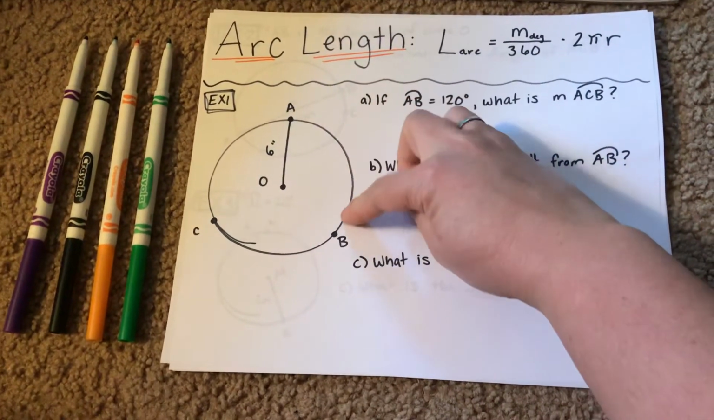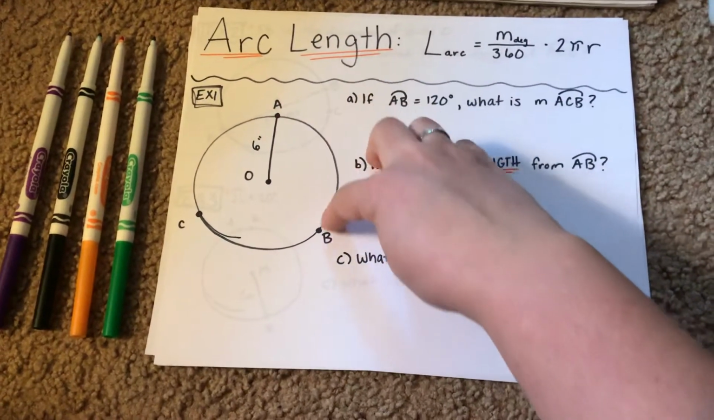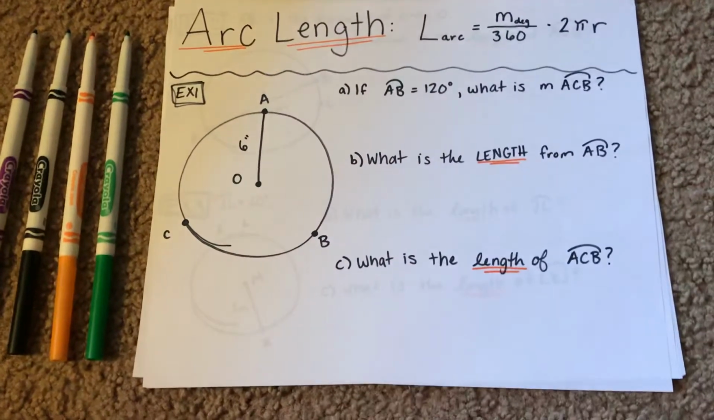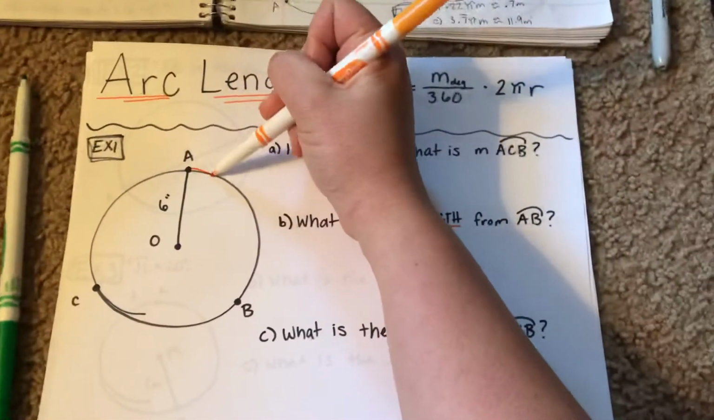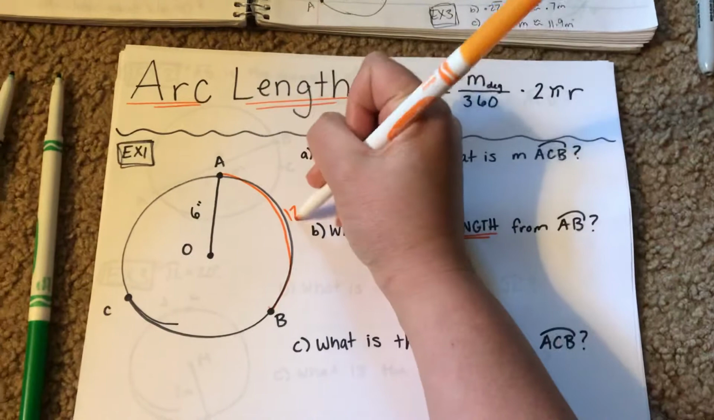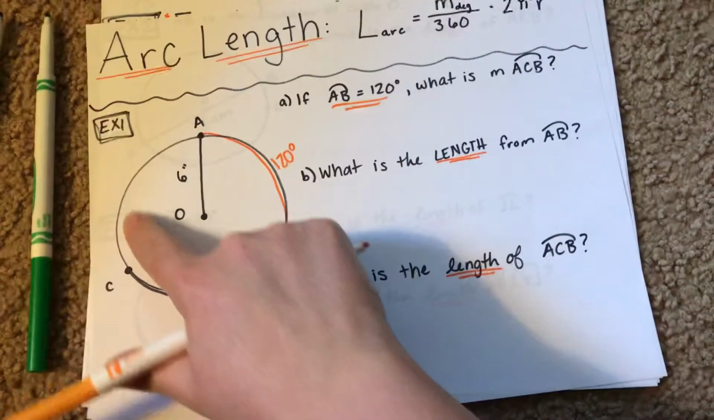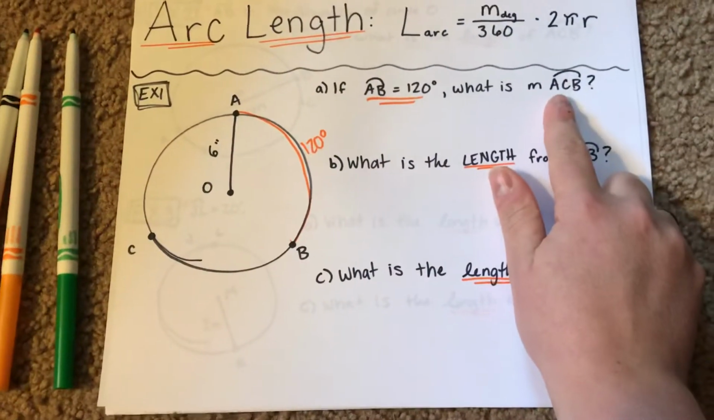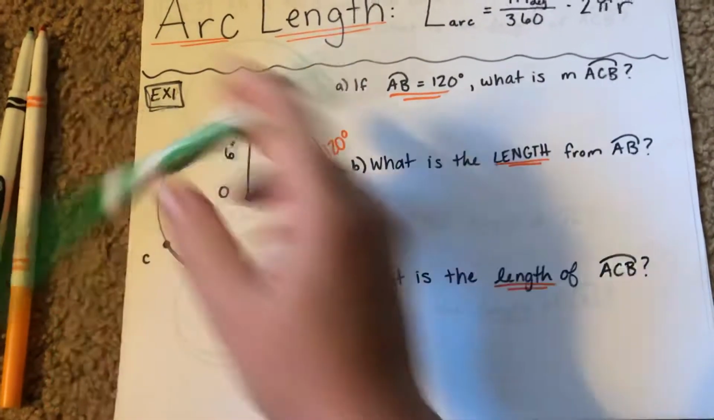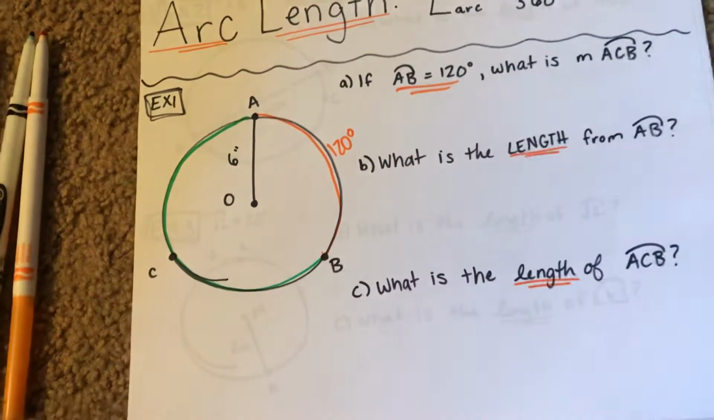So if we had an arc AB, this is a minor arc because it's less than 180 degrees, it's smaller than the diameter. In this case they're telling us AB is 120 degrees. I'm going to write that on there. And then we're looking for ACB. That one is a major arc because it has 3 letters here, and also it's definitely bigger than 180 degrees. It's bigger than half the circle. So that's the one we're actually looking for.